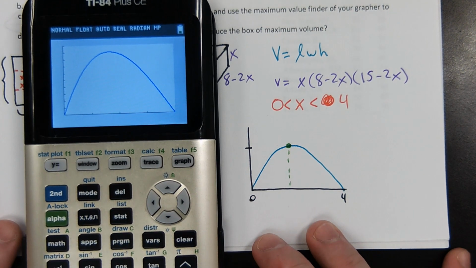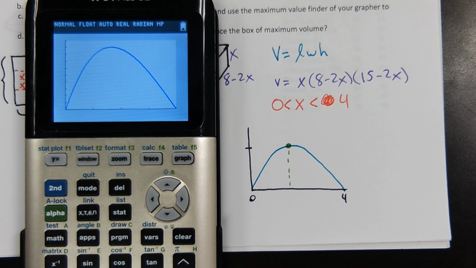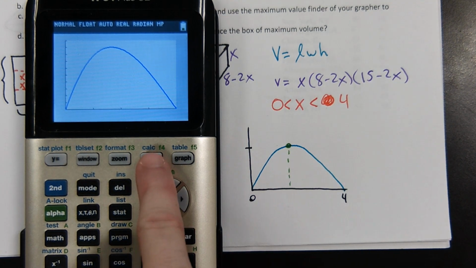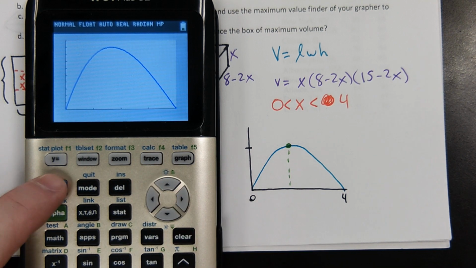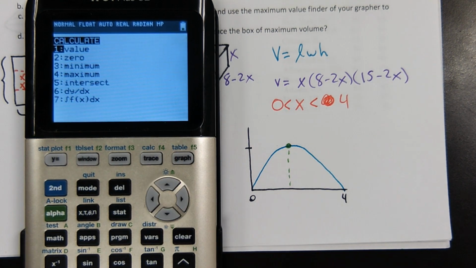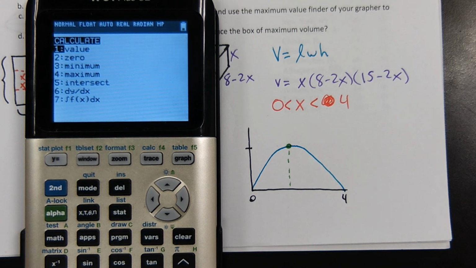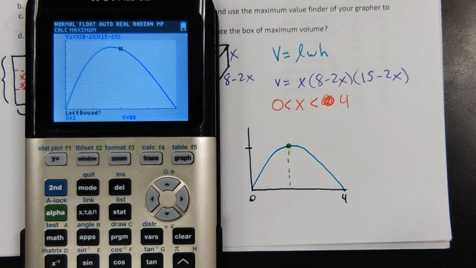We're asking our calculator to calculate something on its graph, which is that command right there, calc. So second, calc, and we're asking it to find a maximum, which is command 4. You just type 4, or you can scroll down and highlight it and hit enter. I only have one graph on my screen.